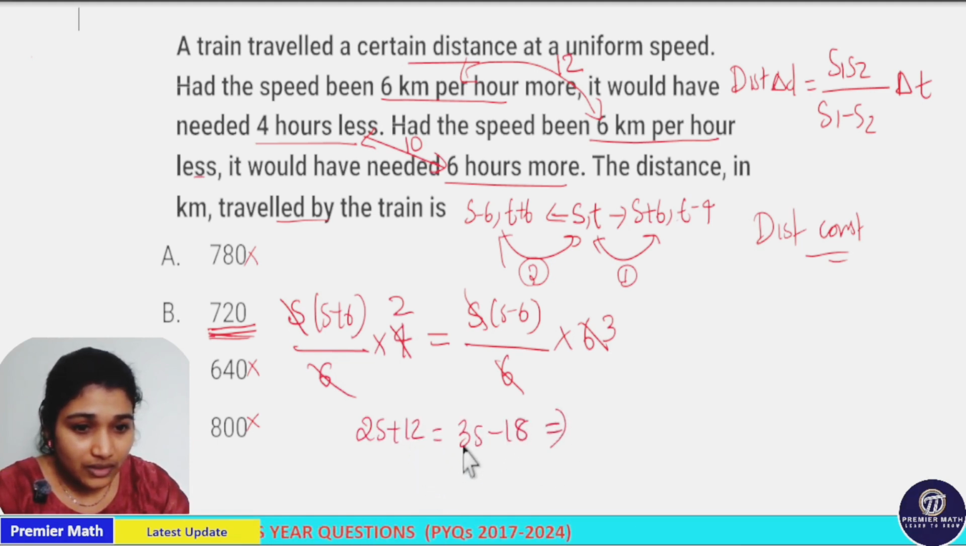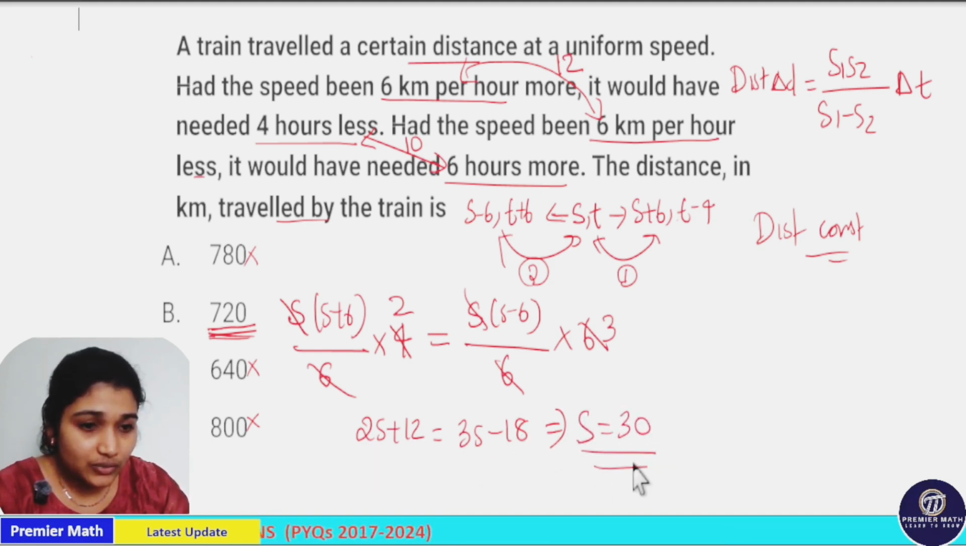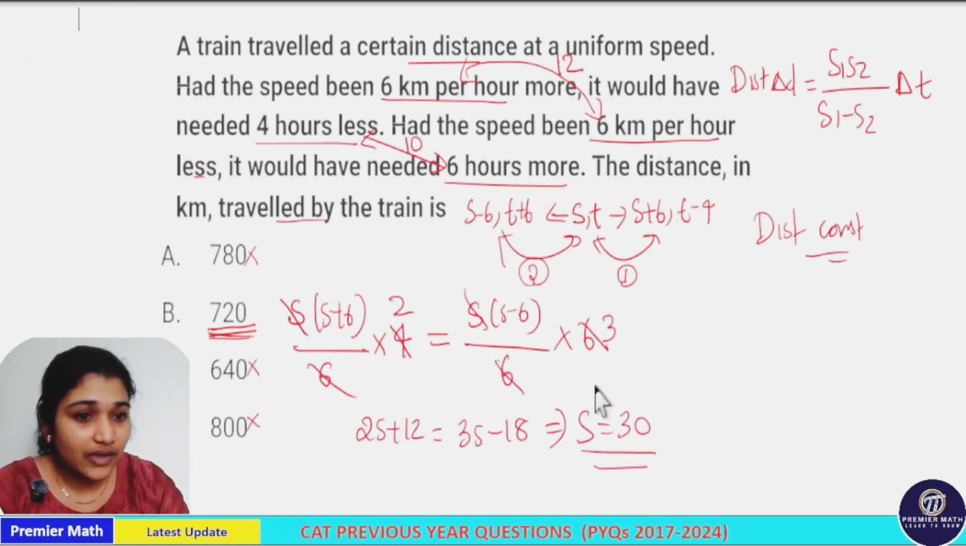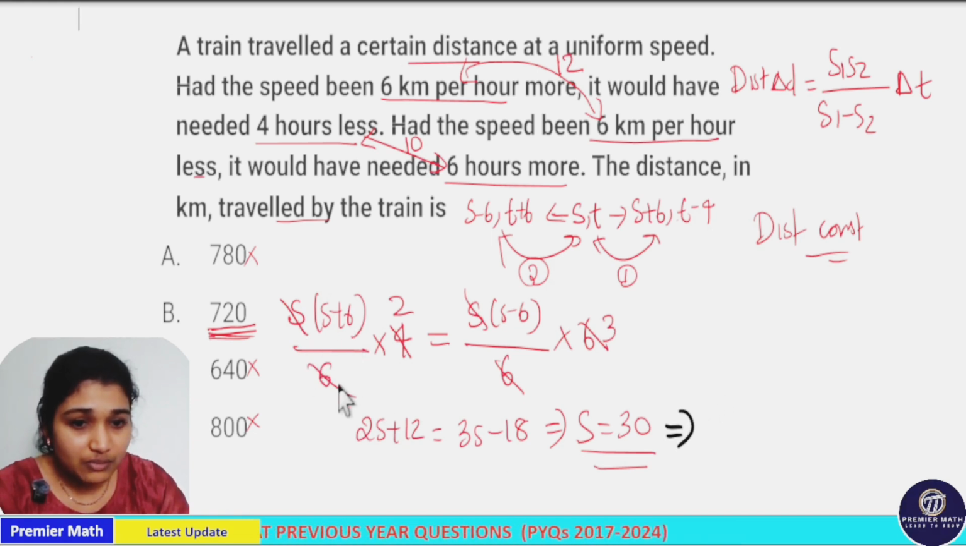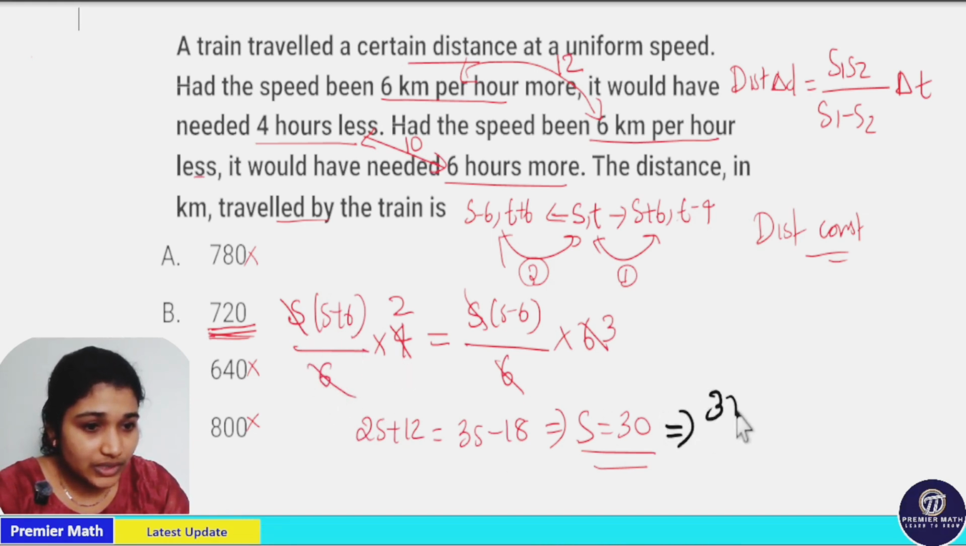From this, 3s minus 2s is equal to s, which is equal to 12 plus 18, that is 30. So s is equal to 30. Then we can find the distance. Apply s equal to 30 in one of these formulas: that is s into s plus 6 divided by 6 into 4, which is equal to 30 into 36 divided by 6 into 4.